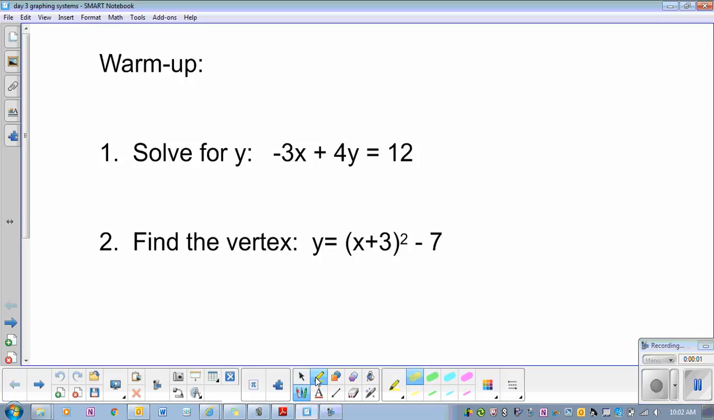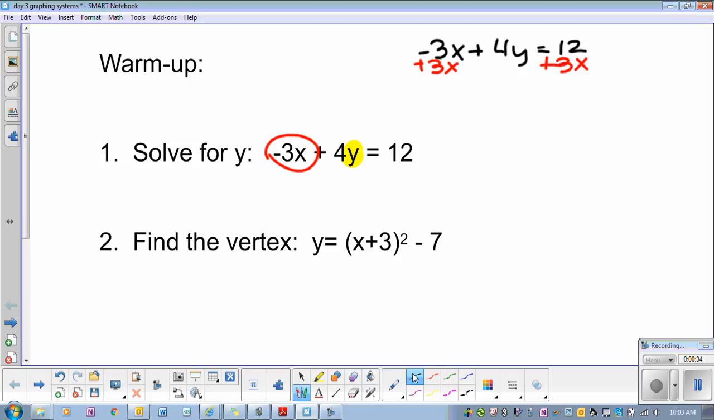Warm up. Solve for y means we want to get that all by itself, right? I'm going to rewrite it over here just because I don't have enough room. What should I do first? You've got to move this guy, right? Since it's a negative 3x, what do I need to do? Yeah, add 3x.